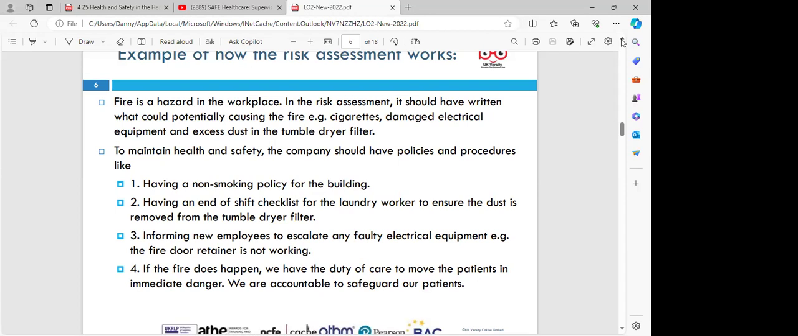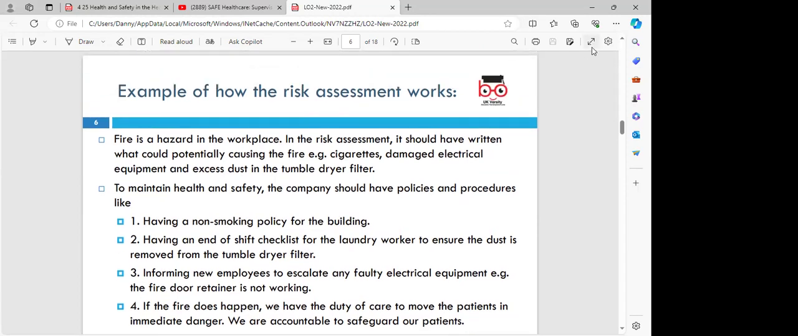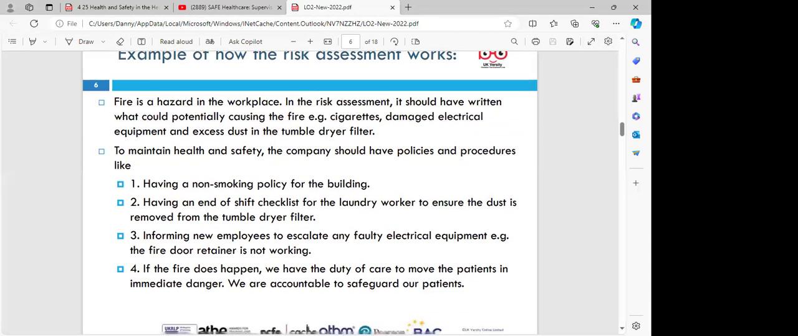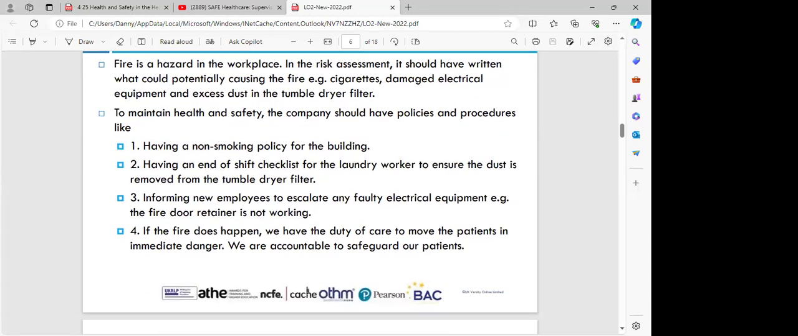So, to maintain health and safety, the company should have policies and procedures for places of smoking, such as having a non-smoking policy for the building, or they may have to inform the workers or employees to step out of the place and have a place where the patients and they can smoke.